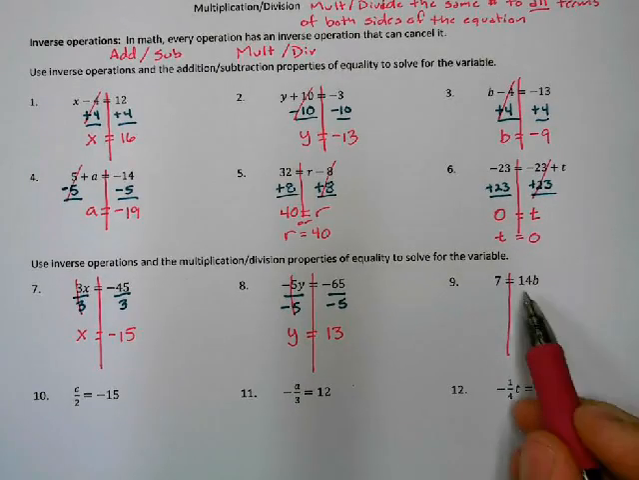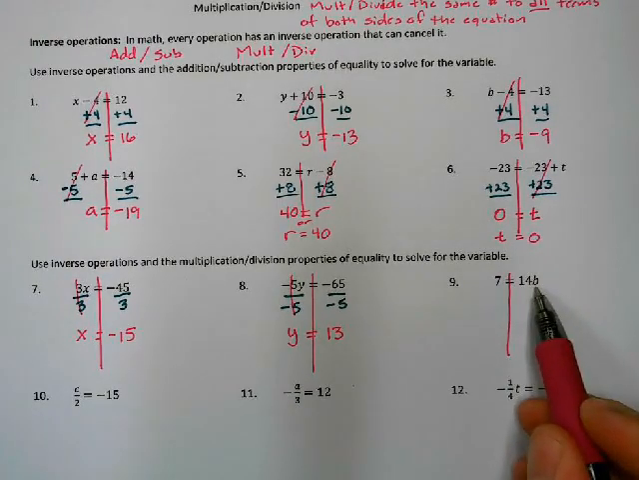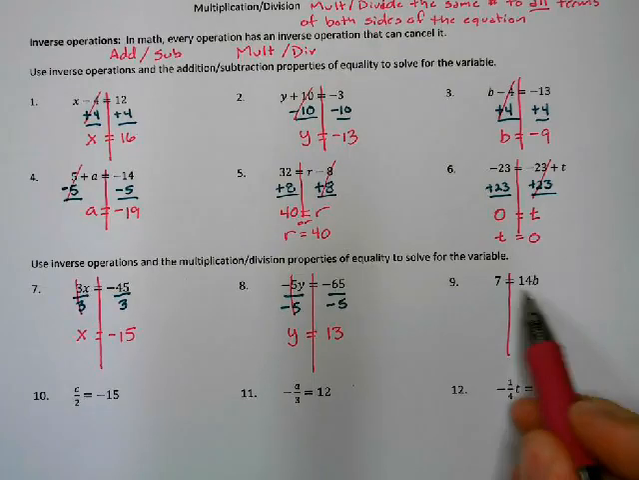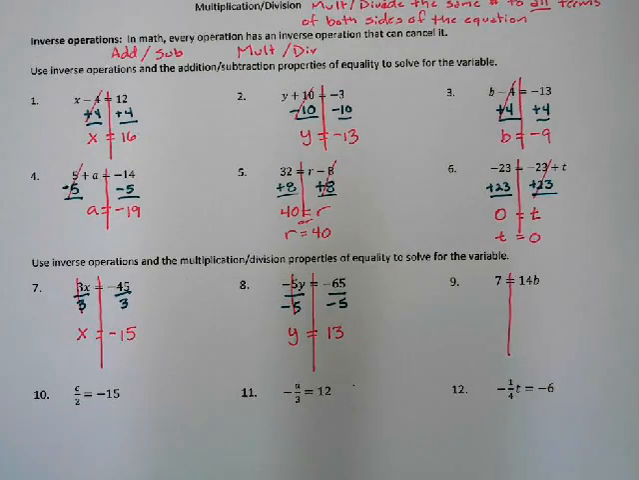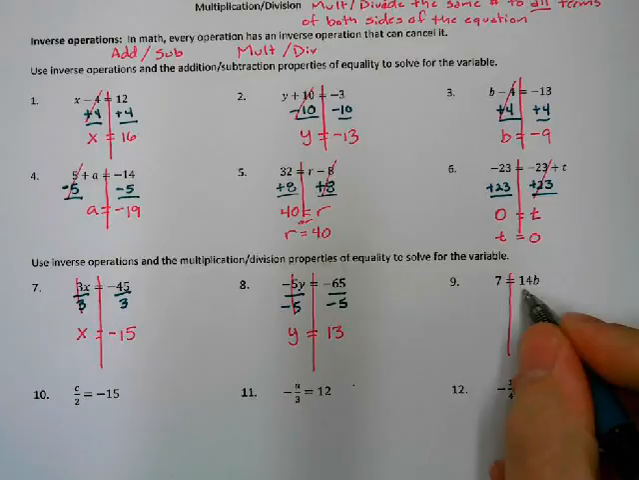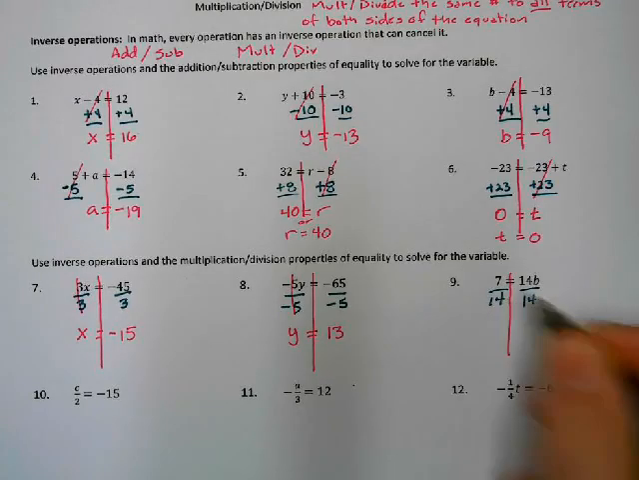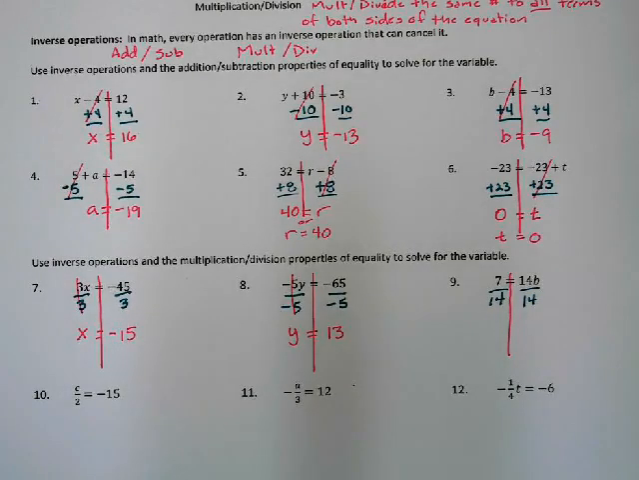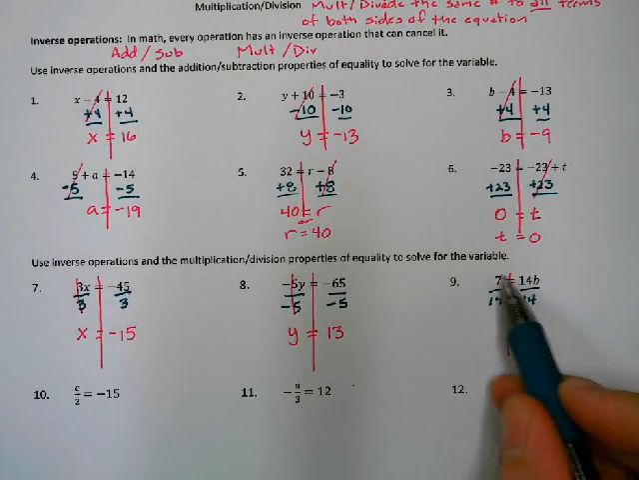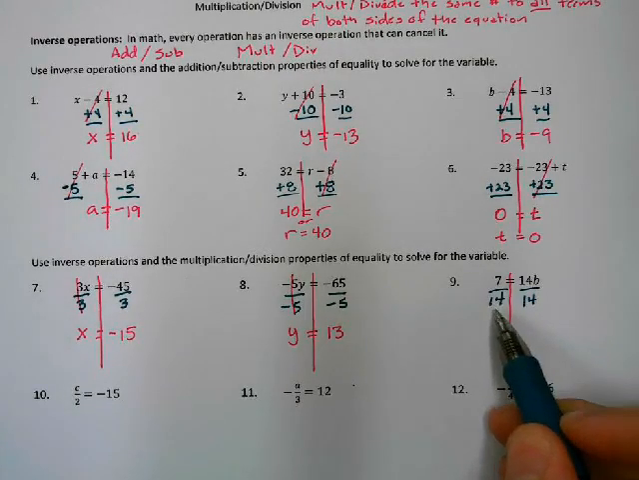14b, that means 14 times b. I need to get rid of that 14 so that b can be isolated. So I'm going to use the division property of equality. The inverse of multiplication is division. I divide both sides by 14. Now, my answer is not 2, because see how the top, the numerator, is bigger than the denominator? That means I'm going to get a fraction answer on this one.